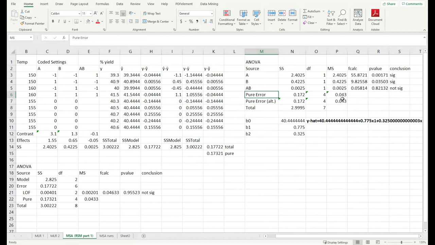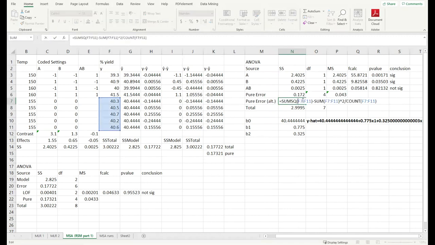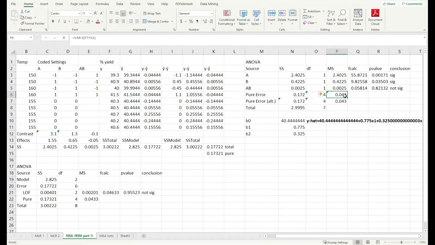Sabi ko you can calculate it by using VAR.S. Pwedeng kunin niyo lang yung variance ng mga center point runs. That should give you the pure error, or pwede rin na gawin nyo is that should give you the pure MSE. So if you multiply that by the degrees of freedom, you get the sum of squares of the pure error, no? Or you can also get the SS value of the center point runs lang.